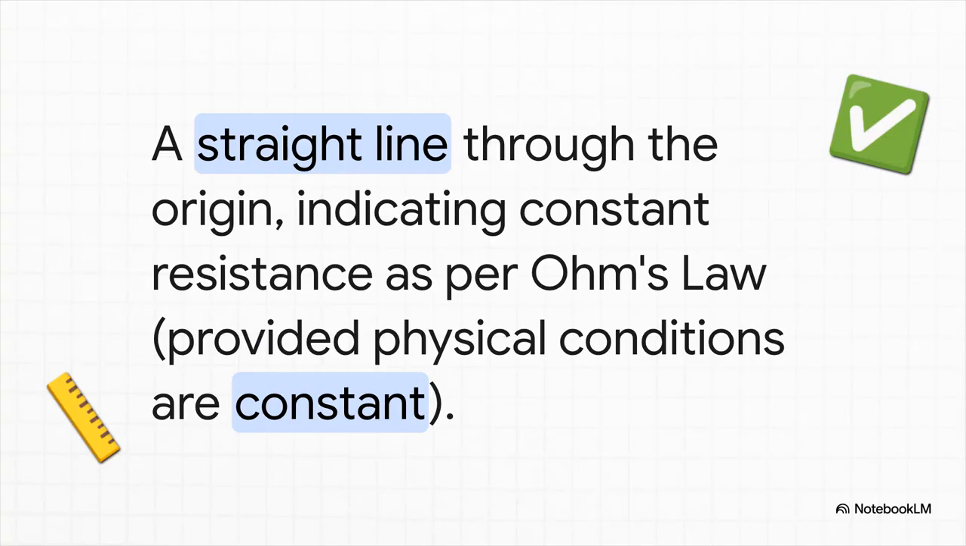First, let's look at that ideal case we were talking about earlier, an ohmic conductor, like a normal resistor, as long as it stays at the same temperature. Its IV graph is a dead straight line going right through the middle. The slope is constant, which tells you the resistance is constant. It follows Ohm's law perfectly.